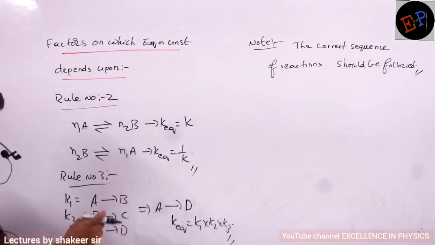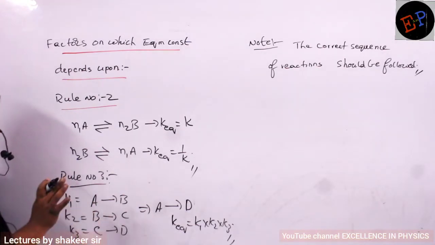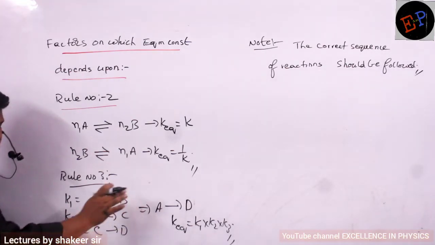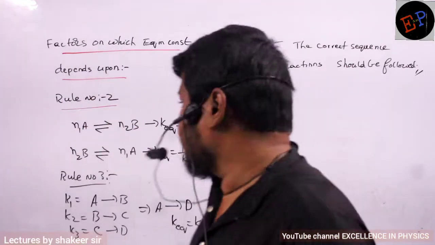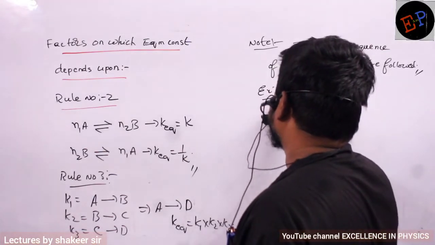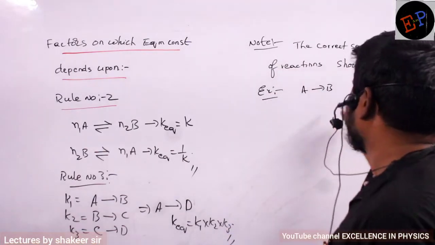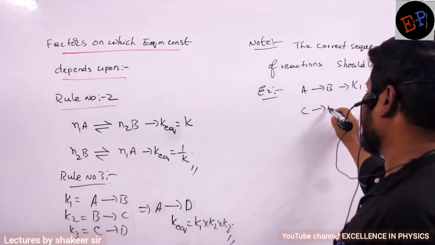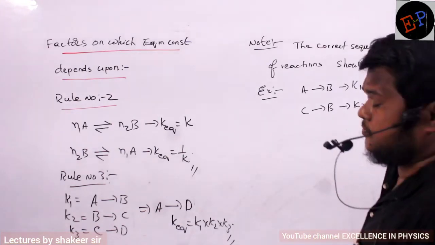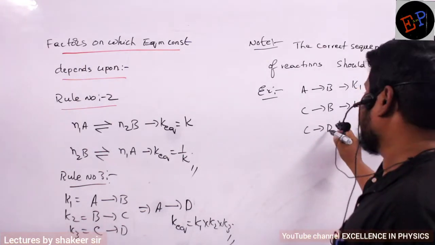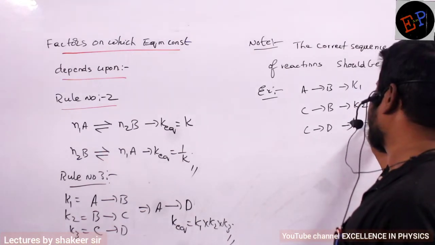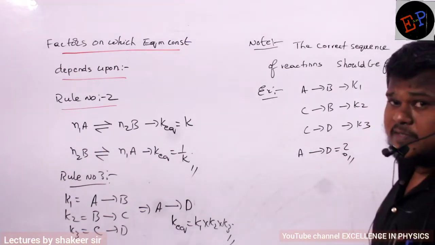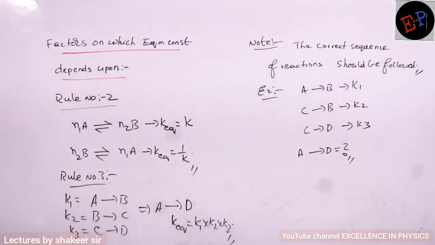See, for example, this is the sequence of reactions which we are doing now: A to B, B to C, C to D, and finally A to D. If the question is given like this, for example: A to B, the equilibrium constant is K1. Then I write C to B, the equilibrium constant is K2. Then I will write C to D, the equilibrium constant is K3. Then what is the equilibrium constant from A to D?